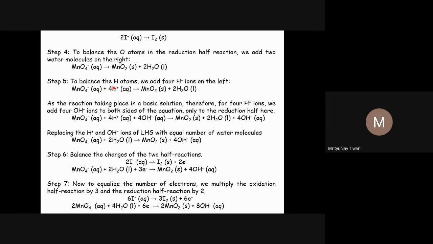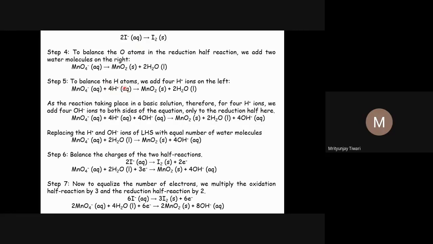So to make that correct, we make certain changes. As the reaction is taking place in basic solution, we add 4H+ ions. As I said, what is the excess H+ ions? The 4H+ ions are there, and to the same number we add OH- ions to both sides of the equation.